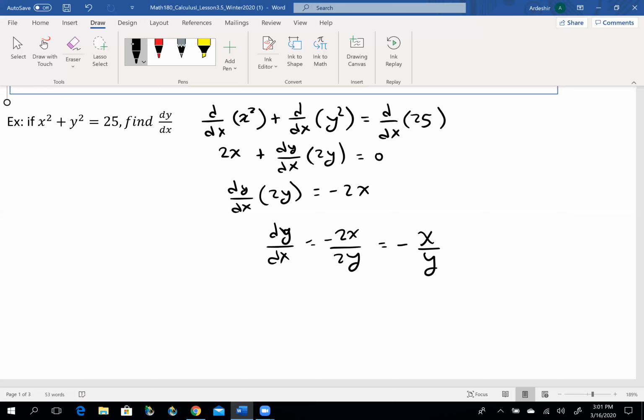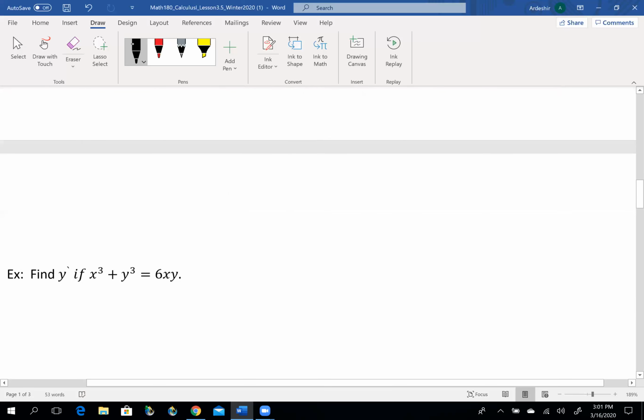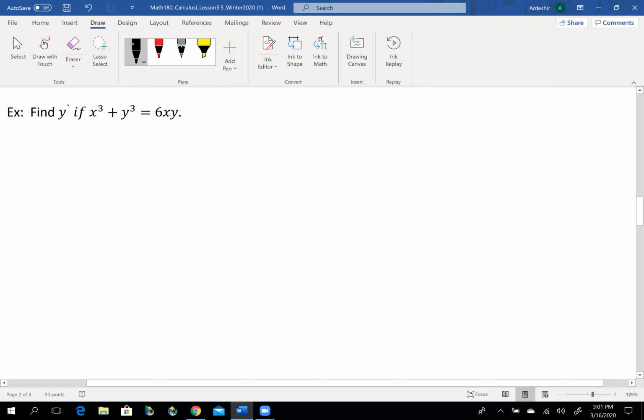So now let's go to the next example. Find y prime if x cubed plus y cubed is equal to 6 times x times y. Again, I'm going to take a derivative with respect to x of both sides. Okay, guys, I'm going to take a derivative of x cubed with respect to x, so x cubed is going to be 3x squared plus, again, the derivative of y cubed with respect to x. But again, guys, this is a function y, so it's going to be y prime.